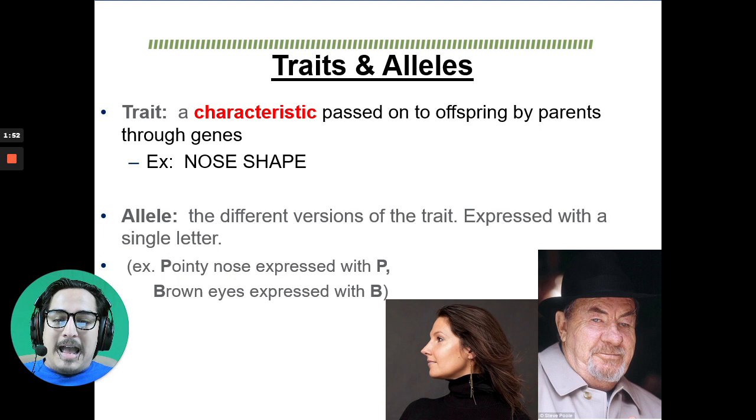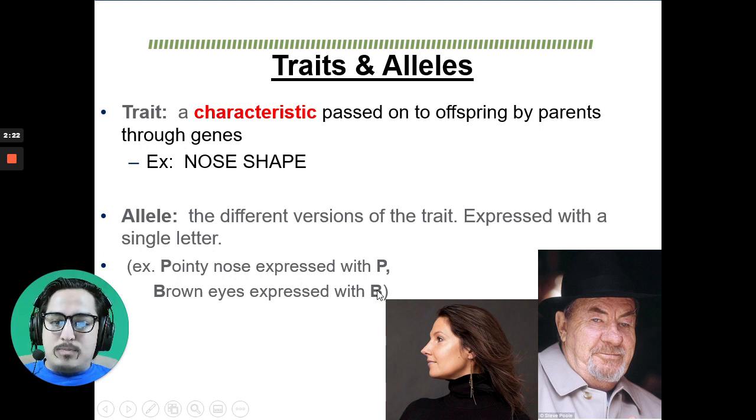Now, an allele, this is a science word. We're going to use it for our calculations, and we're going to be using letters. Just know that an allele is going to be a letter, and there are always going to be two options. It's the different version of the trait expressed with a single letter. For example, for pointy nose we use a capital P, and for brown eyes we use a capital B.